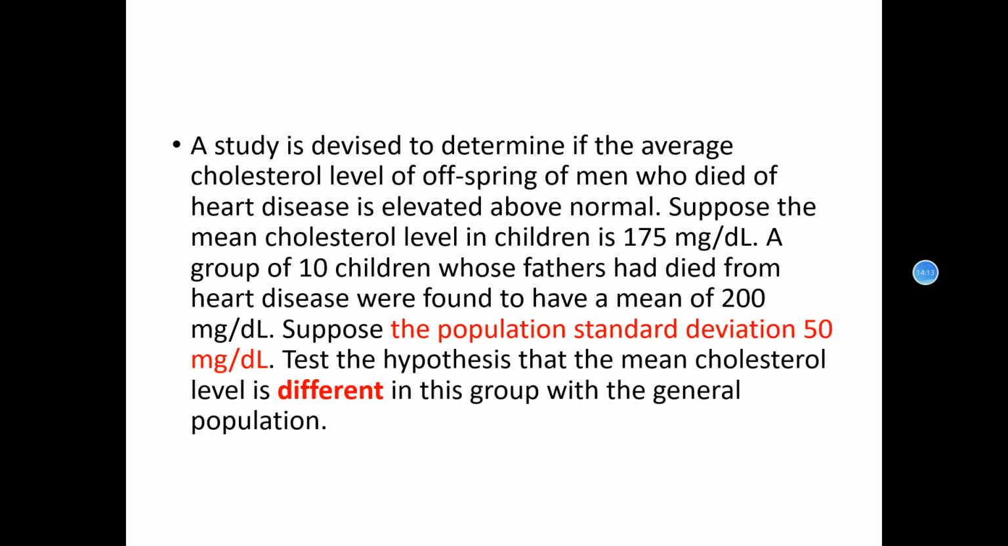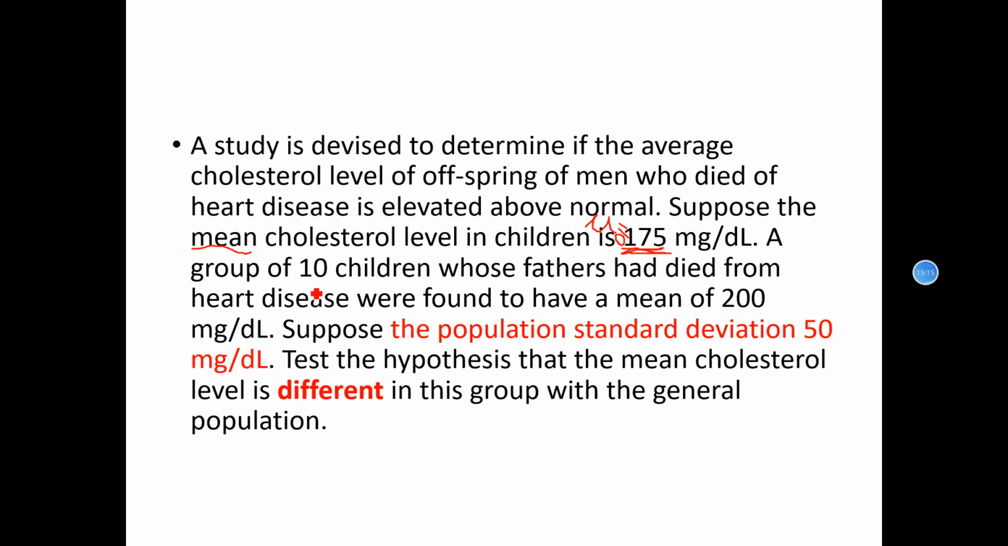Okay, here is the first exercise. A study is devised to determine if the average cholesterol level of offspring of men who died of heart disease is above normal. Suppose the mean cholesterol level in children is 175. Let's think about this number. This number is the mean of the cholesterol level, but there is no number of persons from which we got this mean. So that means this is the mean of a population. So actually this is mu. Mu equals 175. We use mu 0 to represent this number.